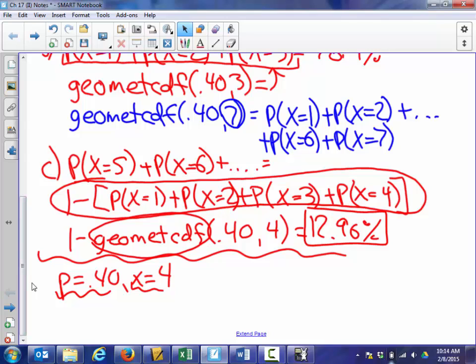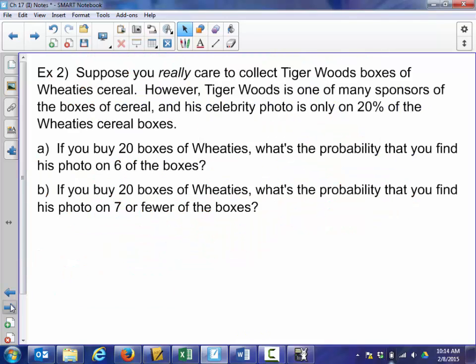Okay, that sort of stuff. Don't just enter this in and put the answer down on paper. All right, second thing here.